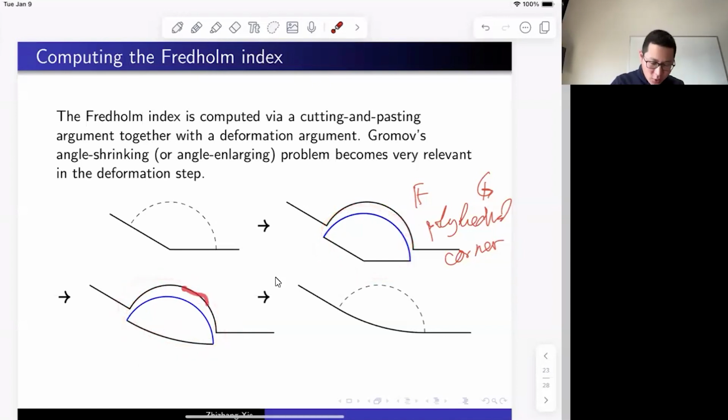And then once you know that this index is the same, then you can glue this piece back into the original manifold. And now the index there, use a cutting and pasting argument again, you get a new manifold with a smooth boundary, but has the same index as before. So this is the index theoretic computation.